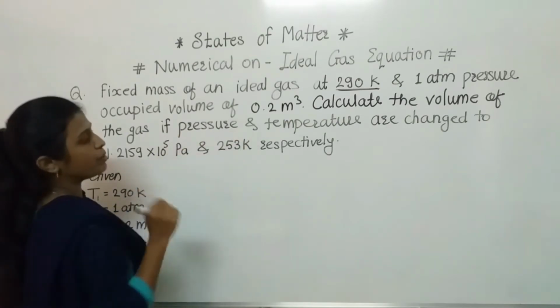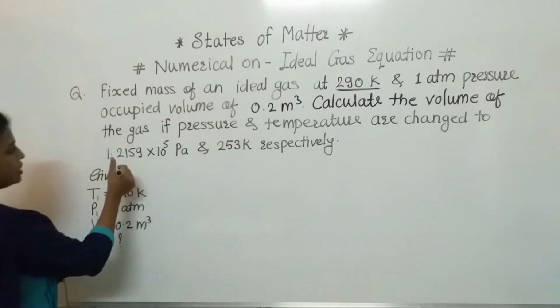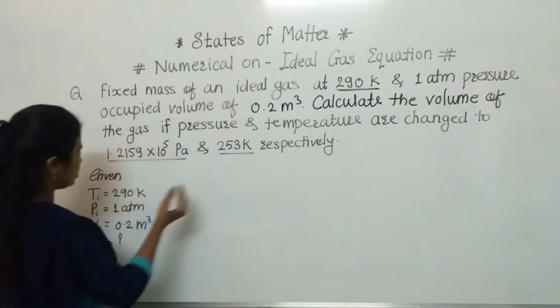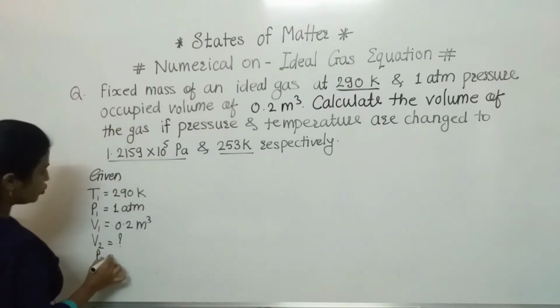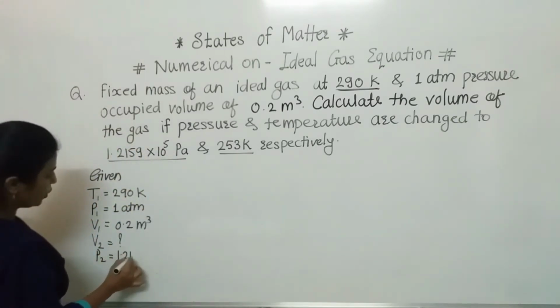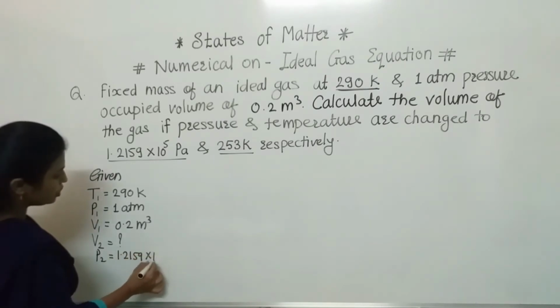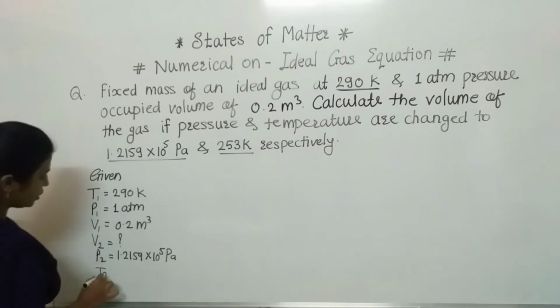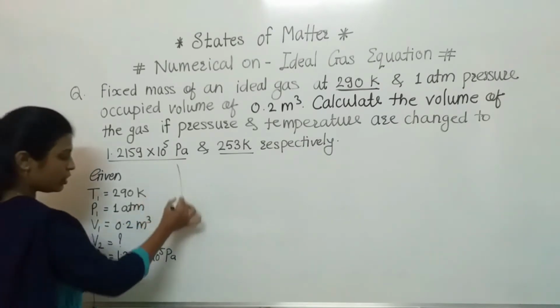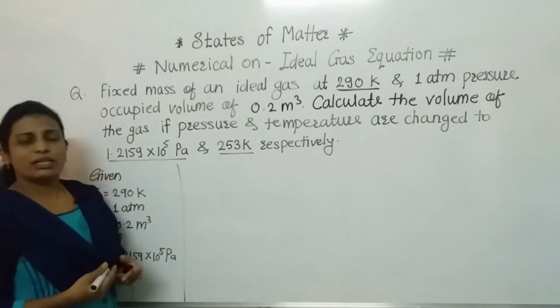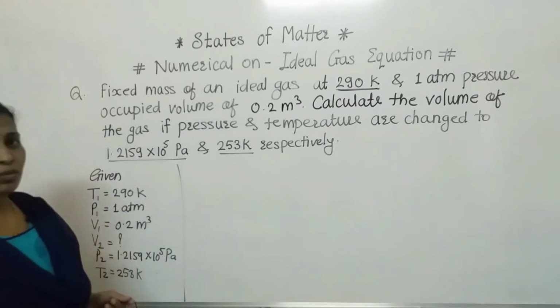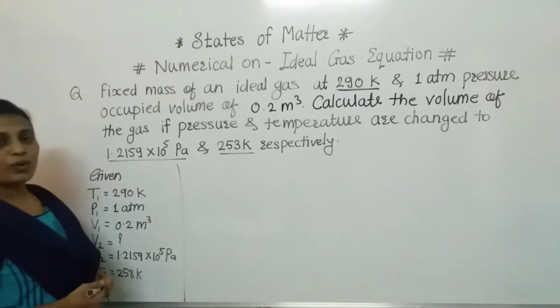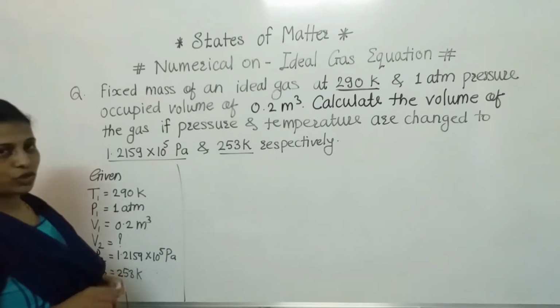If pressure and temperature are changed, that pressure and temperature are given. That pressure, P2, is 1.2159 × 10^5 Pascal. Next, T2 is given. T2 is 253 Kelvin. Now you will say, ma'am, yes, simple, like the first example, we have to write the formula and calculate. No. Here one thing is different. I don't know if you have observed it or not.